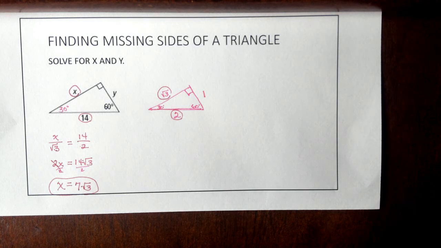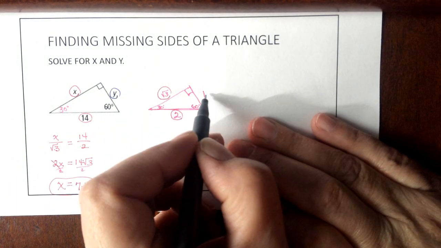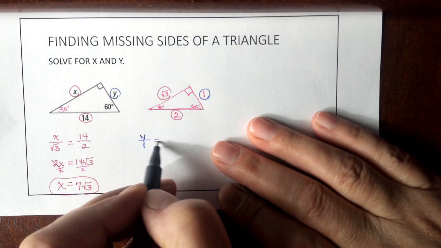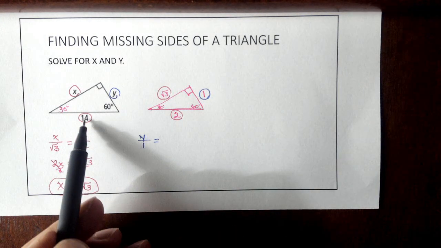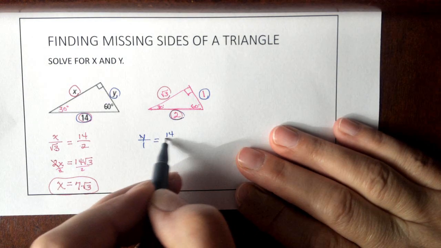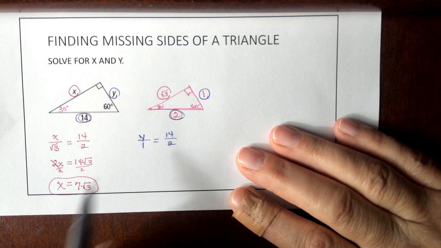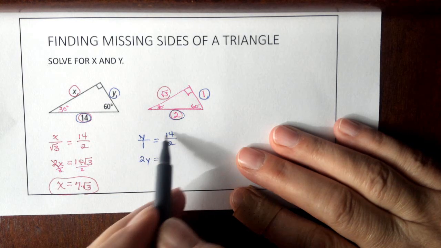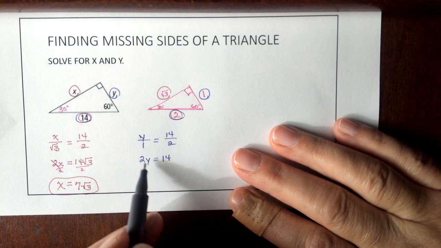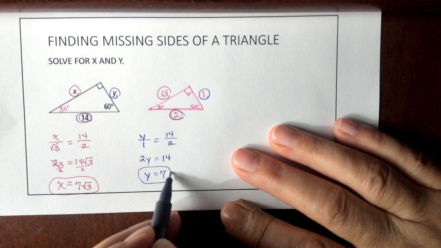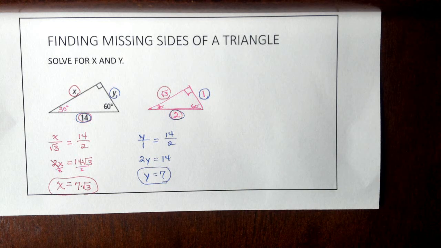Now, to solve for y, y corresponds to 1. So y is to 1 as 14 is to 2 again. Y times 2 is 2y. Cross multiply: 1 times 14 is 14. Divide both sides by 2, and y is equal to 7. That's your other missing side.